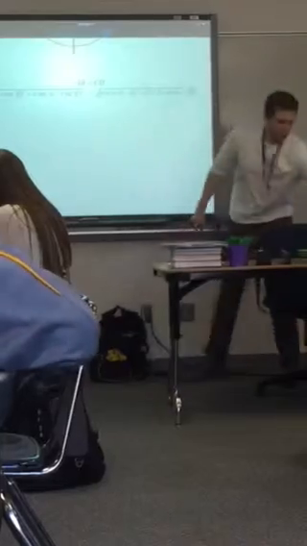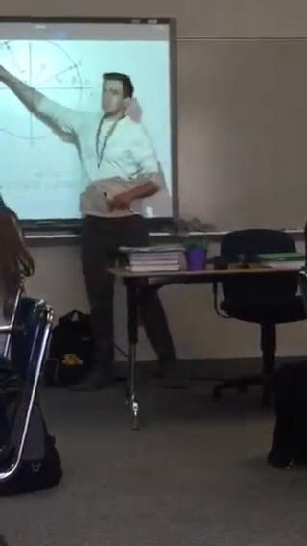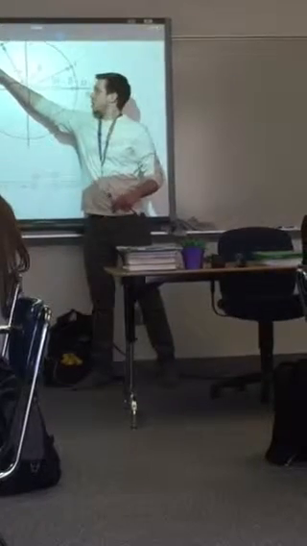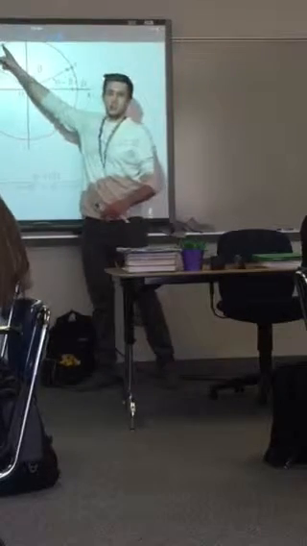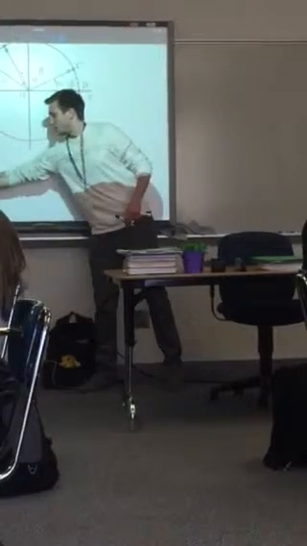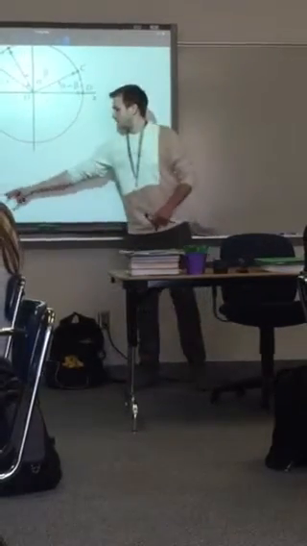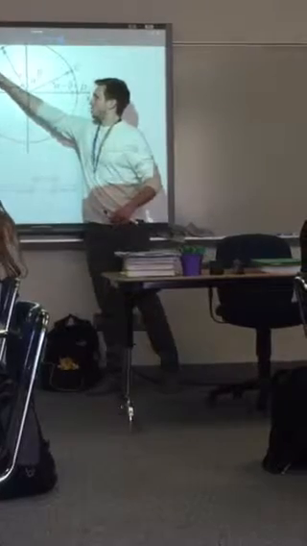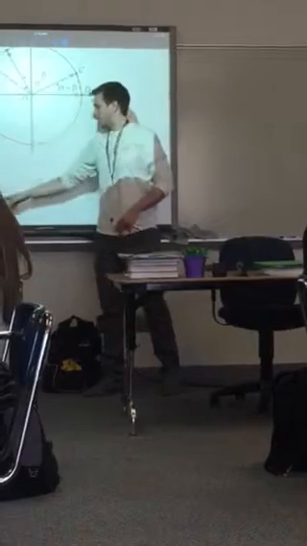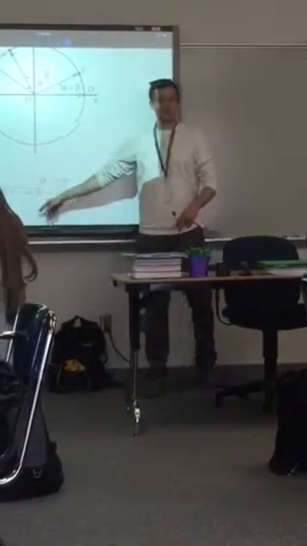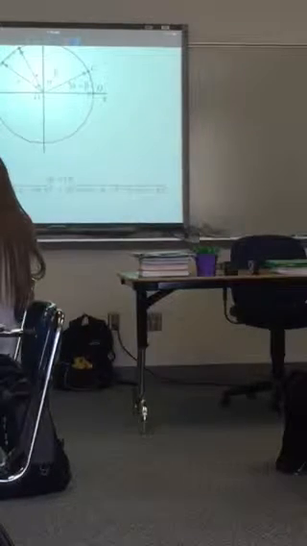So the cosine of alpha gives us the x coordinate for A. The cosine of beta gives us the x coordinate for B. That's x1 minus x2 squared, right? And then sine of alpha gives us the y value for A. Sine of beta gives us the y value for B. That's y1 minus y2. So that left side is the distance formula with cosines and sines.